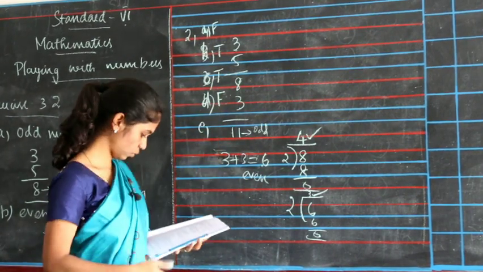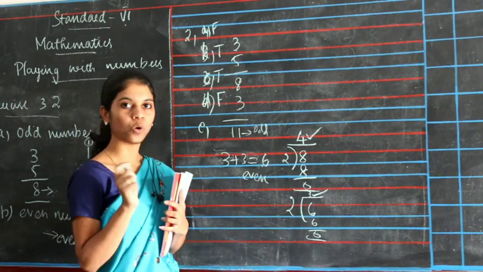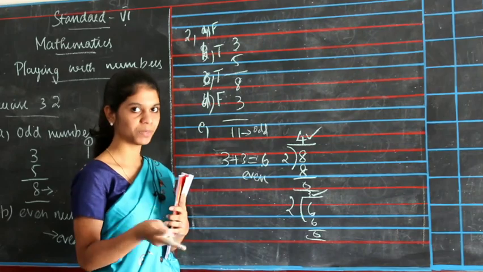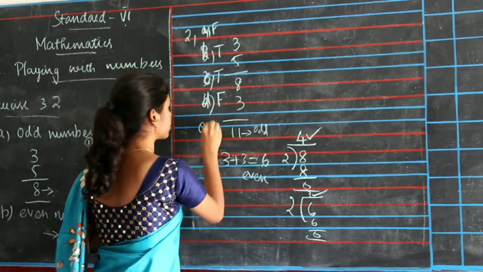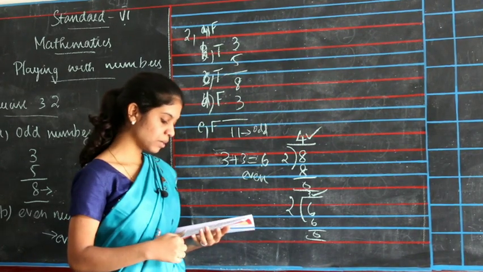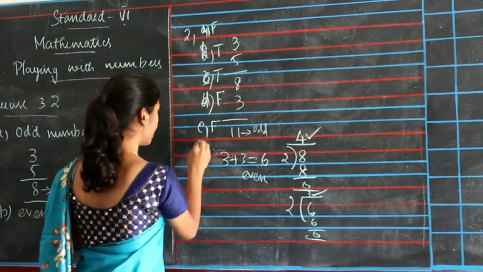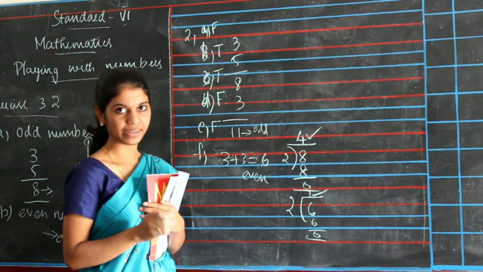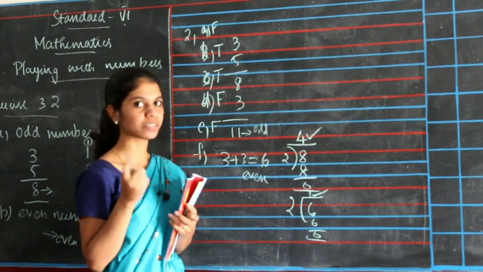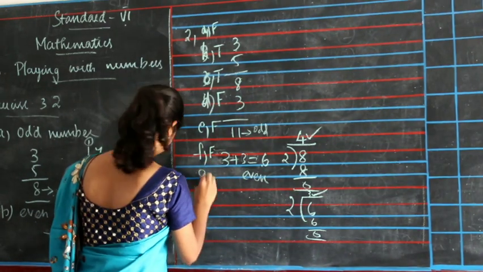And E. So all prime numbers are odd numbers. No, we know that 2 is a prime number and it is an even number. So that is false. Prime numbers do not have any factors. Prime numbers have factors, but they have only two factors, themselves and 1. So that is also false.